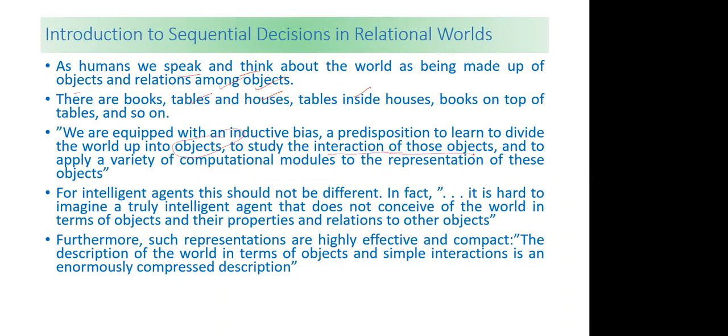What will be the interaction of these objects? We apply a computational module that represents these objects in a meaningful sense. If I say this is a room and in that room we have a table and a chair, that doesn't mean anything. But when we relate the table and the room to conducting a class, we are relating these objects with some activity. So this computational module is the important thing.